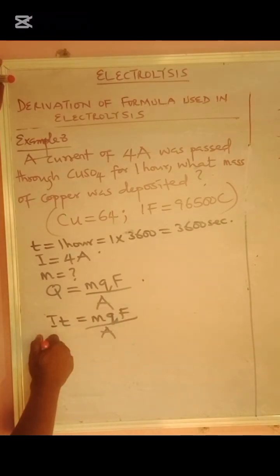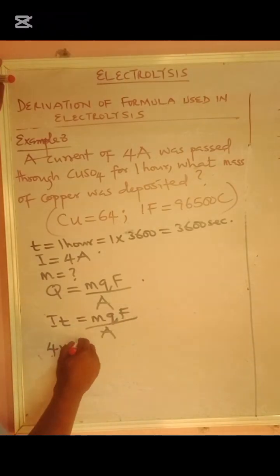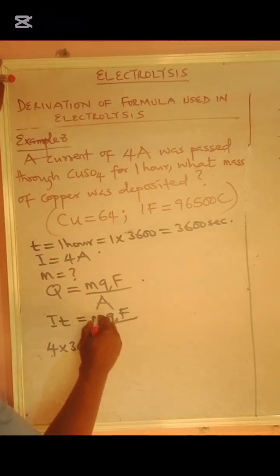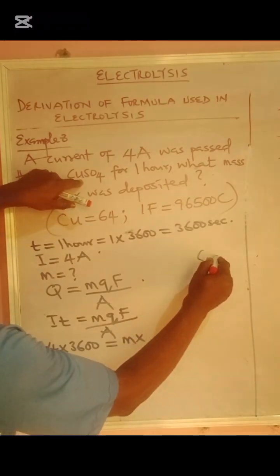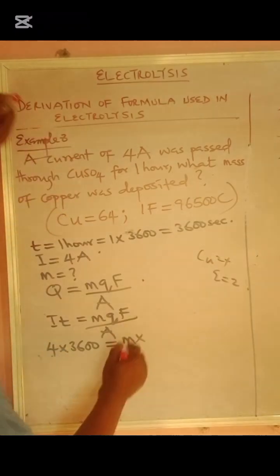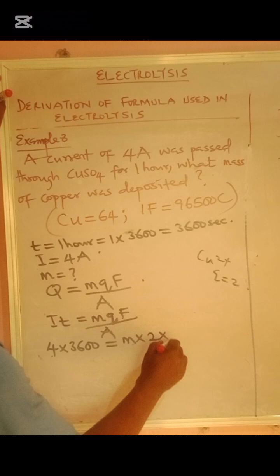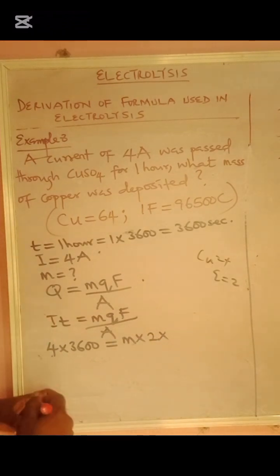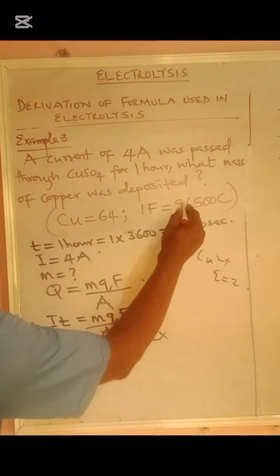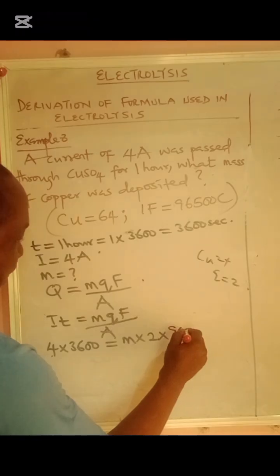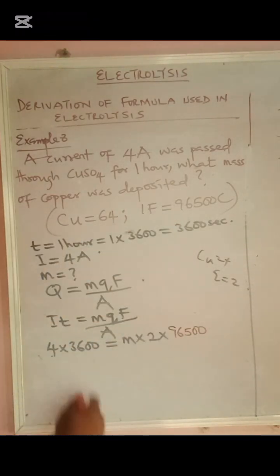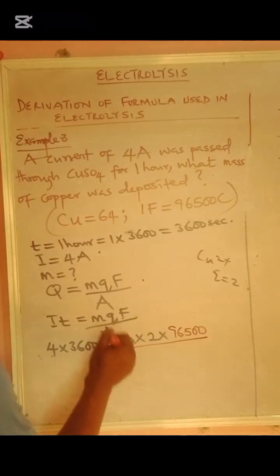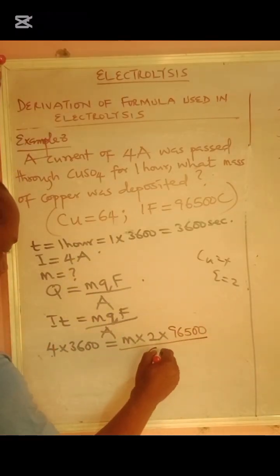So do the substitution. 4 times 3600 equals, I don't know, charge. It depends on copper. Copper valence is 2 plus, so it's equal to 2. So this is 2 Faraday. 1 Faraday is given to be 96500. That is Faraday. 1 Faraday is equivalent to that. All over atomic mass number of copper, which is 64.